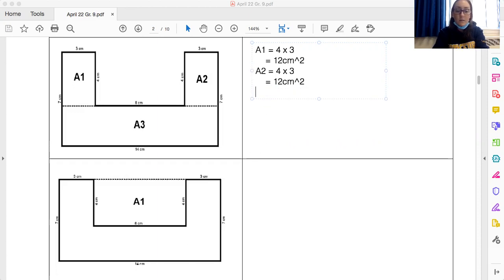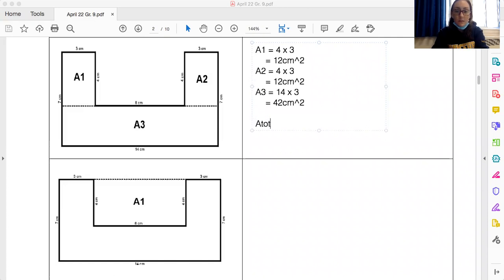Okay, and then we've got our last shape. So our A3. So here, we're not just calculating up to here, right? We're doing the whole thing. So it'll be 14. Like we said earlier, this was 3. It'll be 14 times 3. And that gives us 42 centimeters squared.